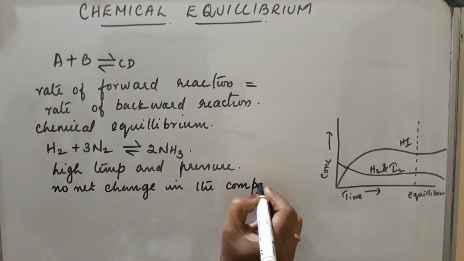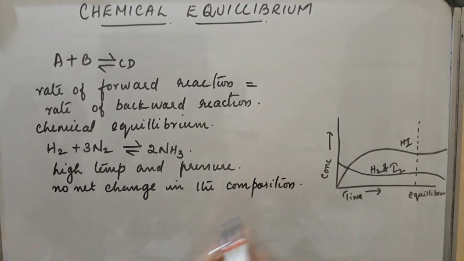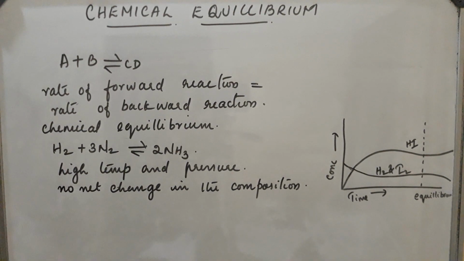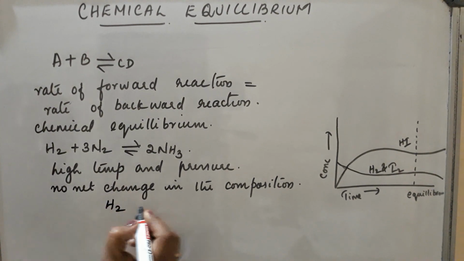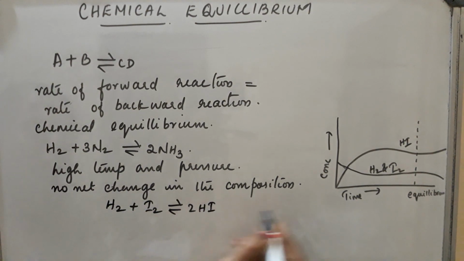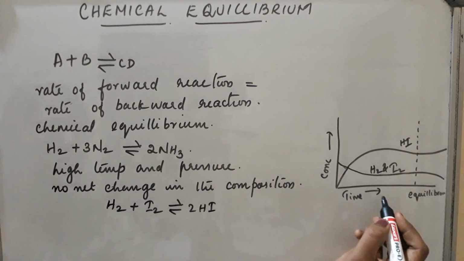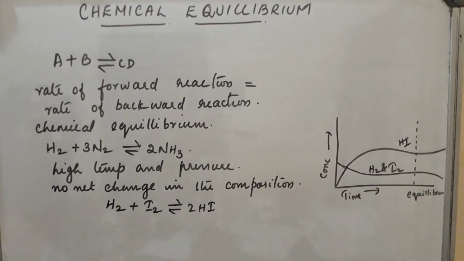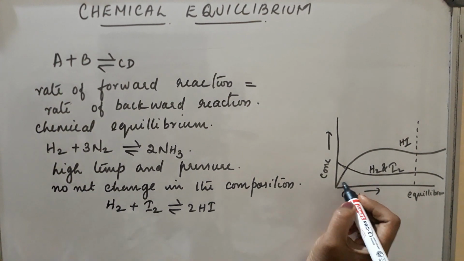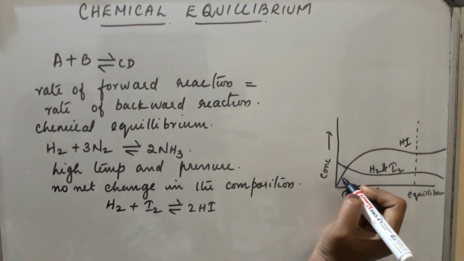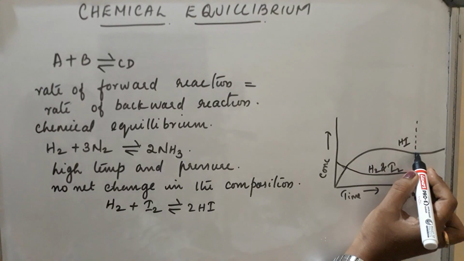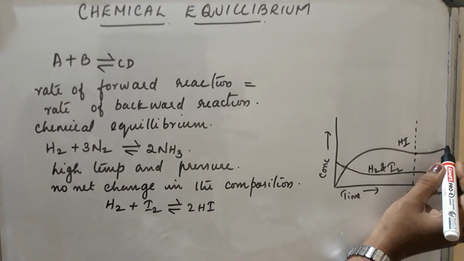That means the concentration of products and reactants has a constant value. If we take an example, let us take H2 + I2 gives 2HI. The graph is given here, with time along the x-axis and concentration along the y-axis. In the case of products, what happens as the reaction proceeds? The concentration of the product increases and reaches a constant value.